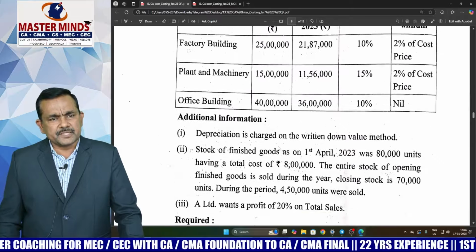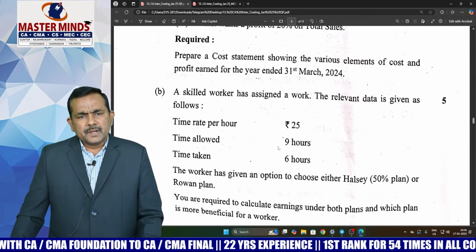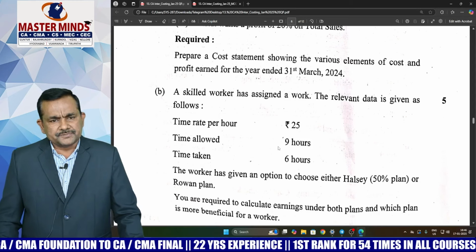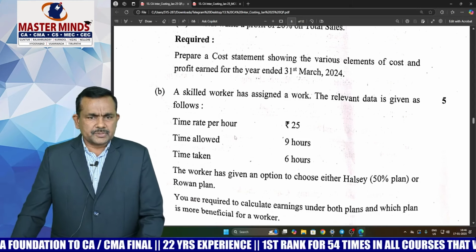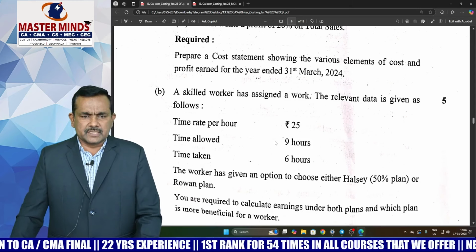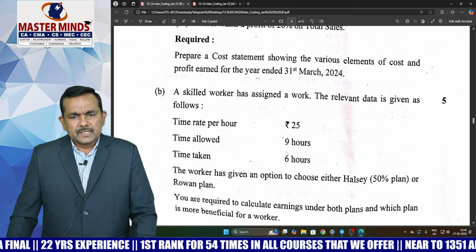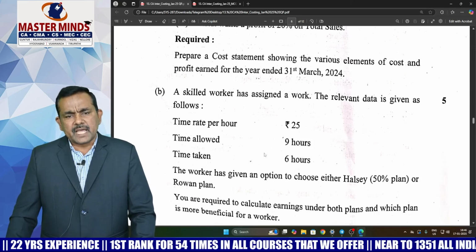Next, B point, sir. 2B, this is the employee cost, sir. This is the employee cost. So time rate per hour, that is denoted by R. Time allowed, that is the standard hours allowed. Next, the time taken, AHA. So here just 3 hours time saved, sir.